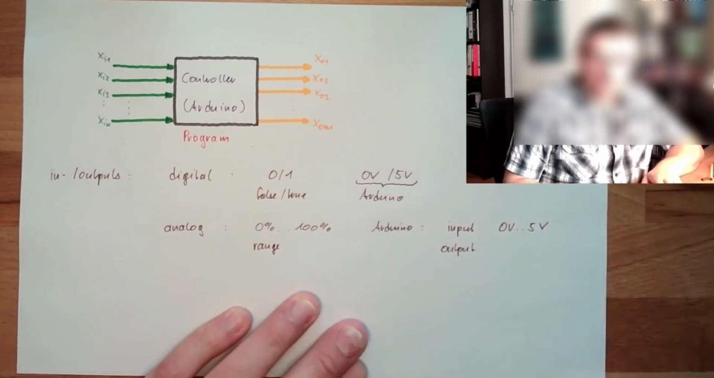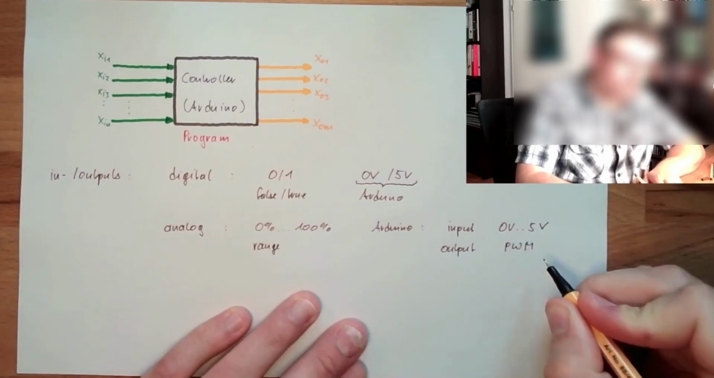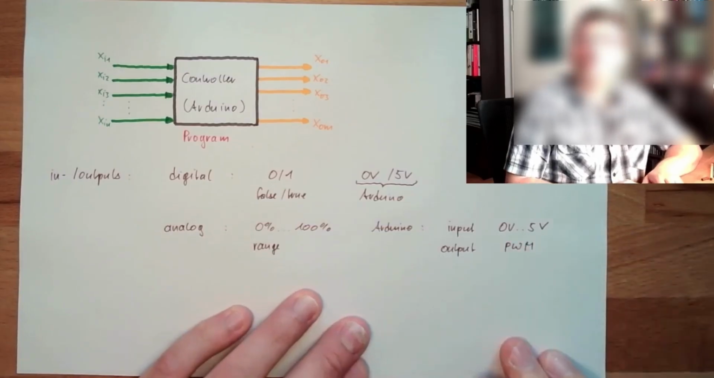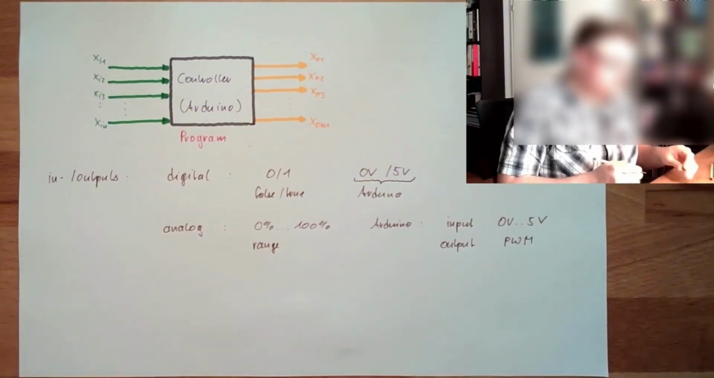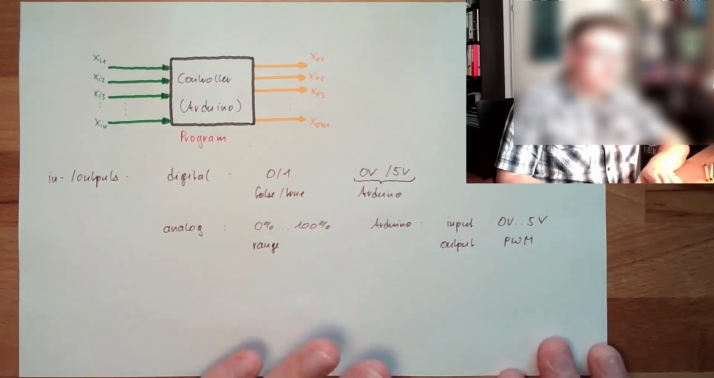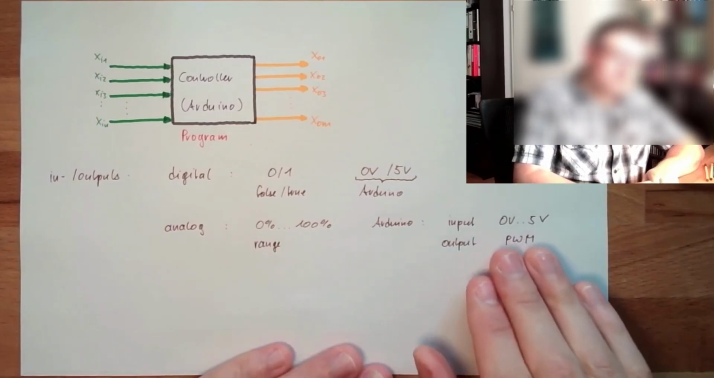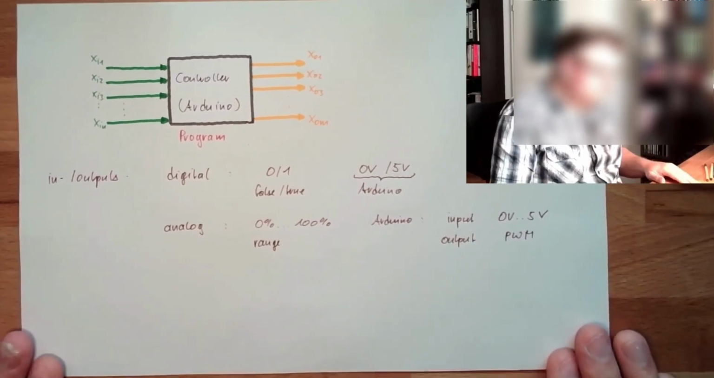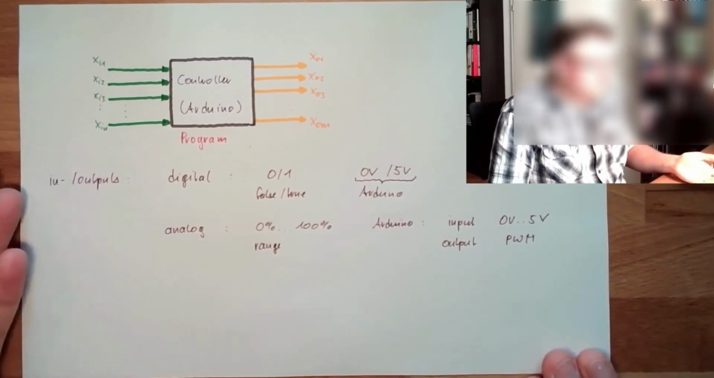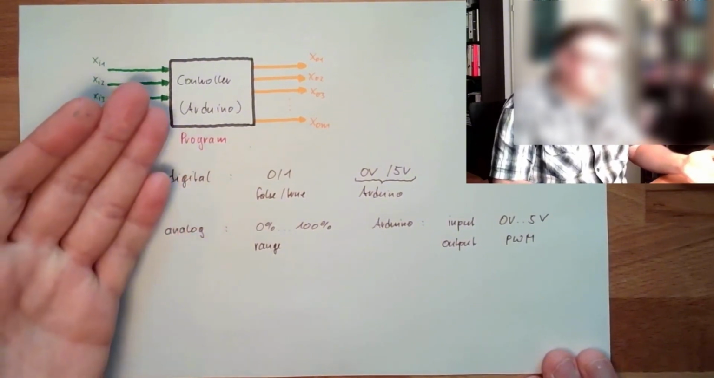Well, there are no real analog outputs on the Arduino. They use PWM, pulse width modulation. What this is will also be explained in a different video when we talk about analog outputs. For now, it's enough that you know there is not a real analog output where we can give something between 0 and 5 volt. No, this is not possible. So, inputs and outputs, digital or analog, and in the middle this is called a controller.